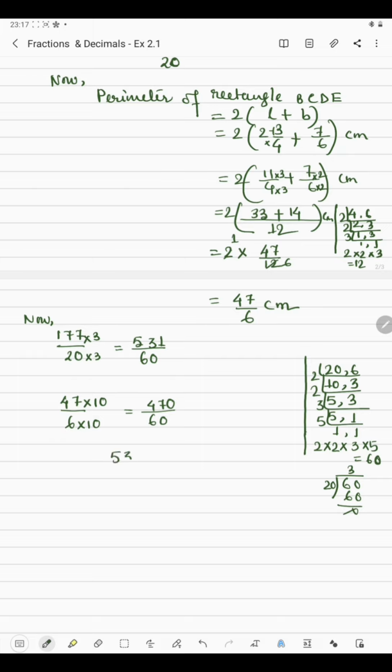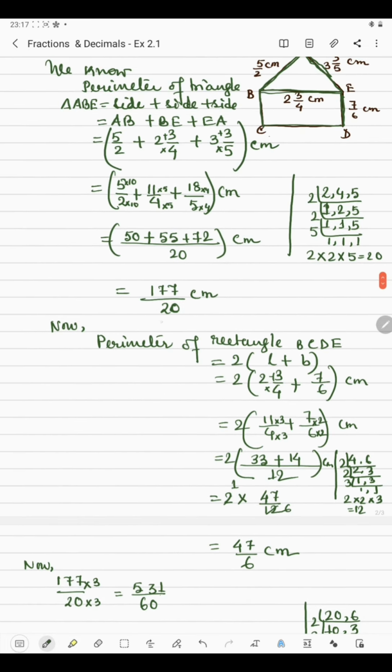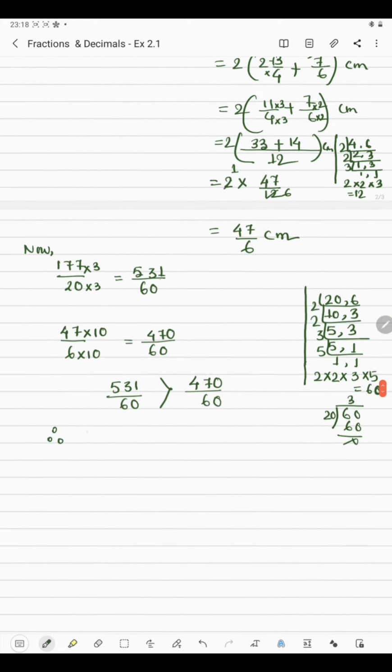Now it's clearly seen that the denominator is same. Now here 531 is greater than 470. So we will write 531 by 60 is greater than 470 by 60. So 531 means 177 by 20, and 470 means 47 by 6. If you see, this is the perimeter of a triangle. So we will write, therefore the perimeter of a triangle is greater.